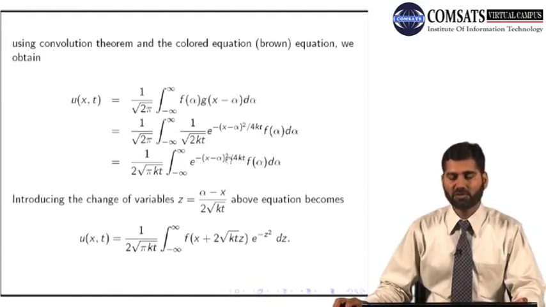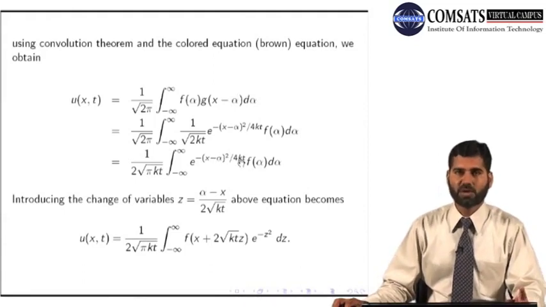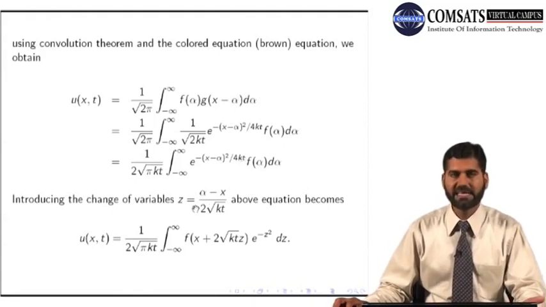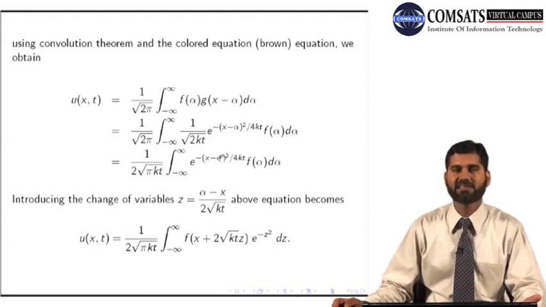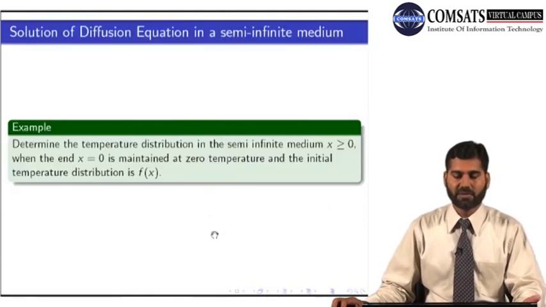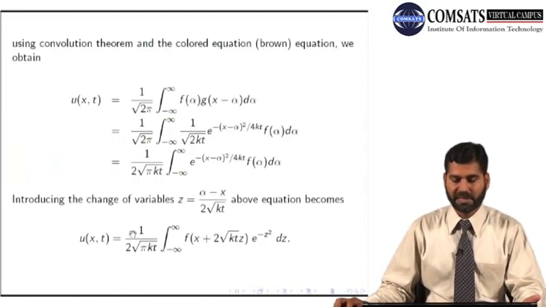If you have this type of thing, you can replace the square root of (x minus alpha) divided by 4kt by some new variable. We call this z. Then the above equation will become e to the minus z square. That's it. This whole thing will become e to the minus z square. So this is what you got. Alright. So from here, if f is known to you, you will be able to find the answer.